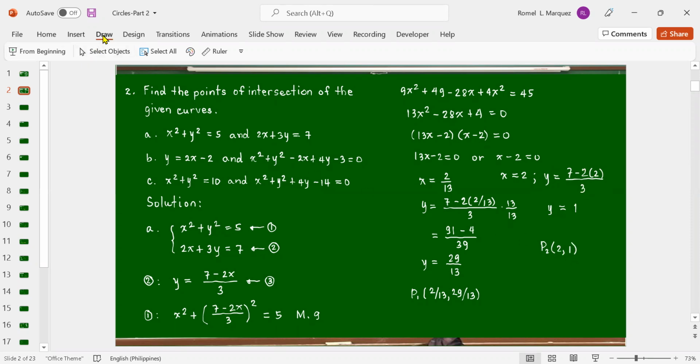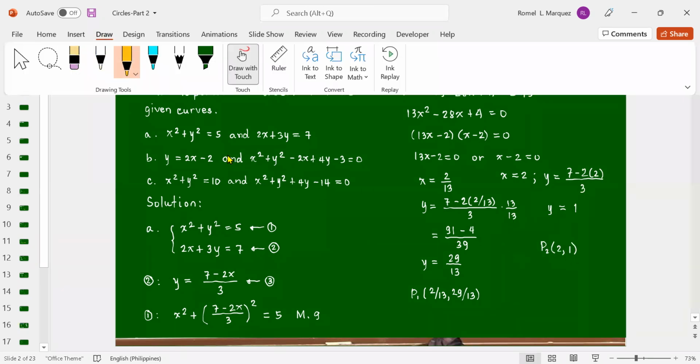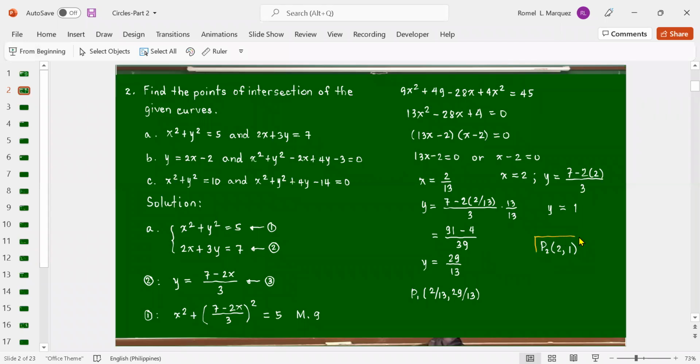Therefore, the second possible point of intersection, we have 2, 1. So there are 2 points of intersection between this line and the given circle. So meaning when you draw the graph of this circle and the graph of this line, they will intersect at these points. Okay? What about the second one?